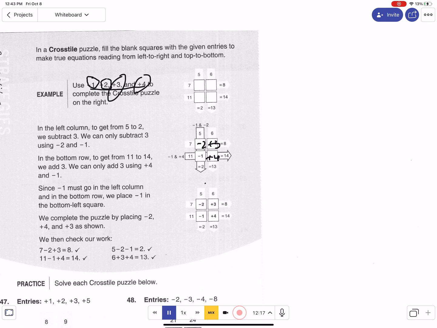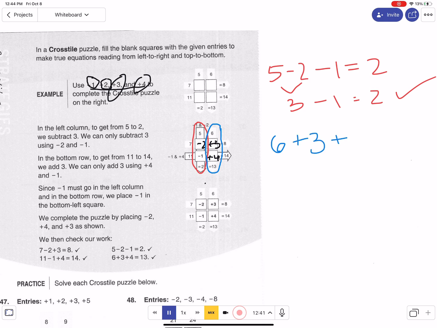Let's check this column first. Let's do it in red. 5 minus 2 minus 1 equals 2. Let's see if that's right. 3 minus 1 equals 2. That's correct. So that's good to go. Now let's check our right-hand column. 6 plus 3 plus 4 equals 13.